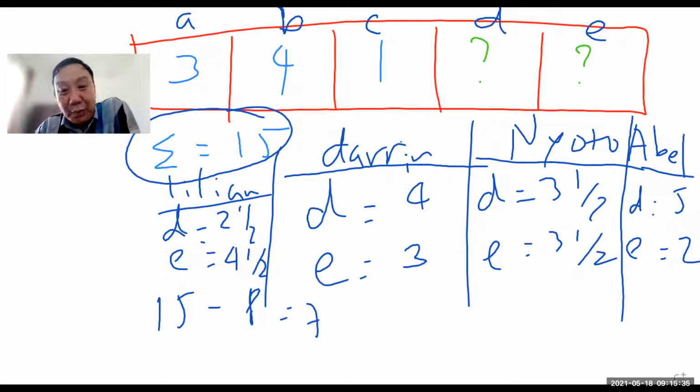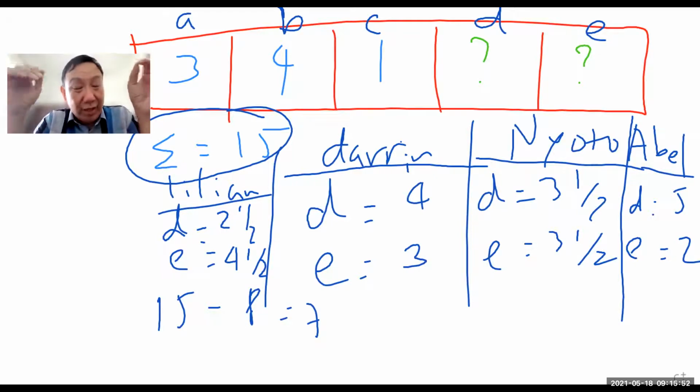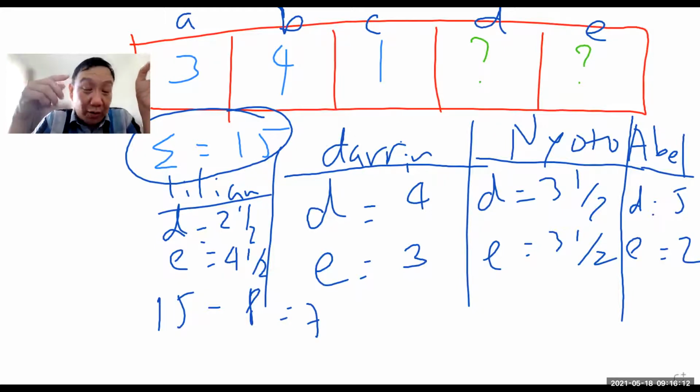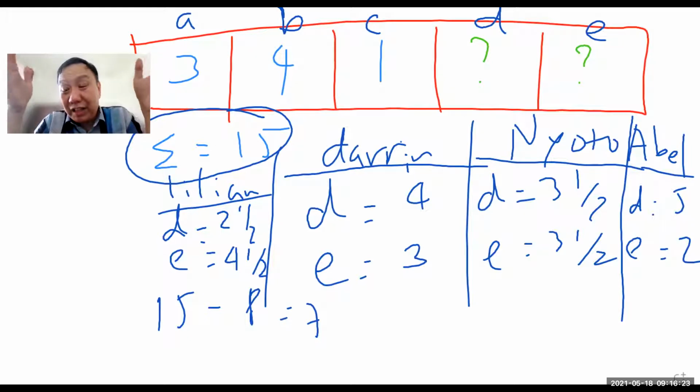Okay, so my question to you: why do you have a different answer? What is your basis? Lillian, all of you are correct, okay? I'm not saying wrong. Everyone is correct in this case. The question is why? Why did Abel create 5 and 7? What is the basis of 5 and 7? Why does Darren have 4 and 3? What is the basis of 4 and 3? And Lillian, you have strange numbers, 2.5 and 4.5. What is the basis of these numbers? And Nyoto, what is your basis that this is 3.5 and 3.5?